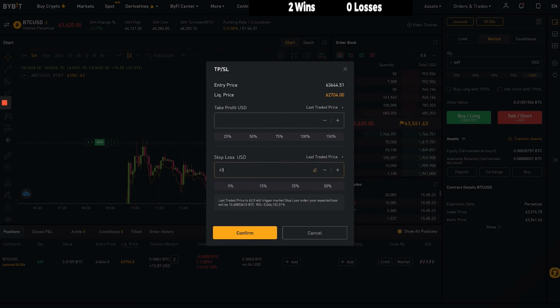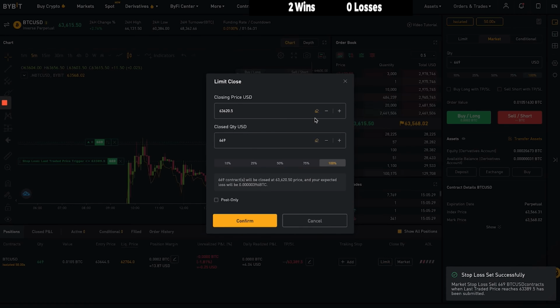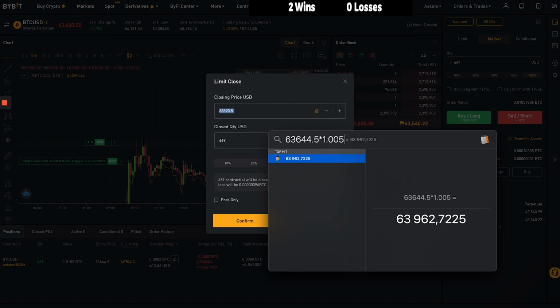63,389.5. So the stop loss is all set. Now let's add the limit order, the target order, 63,963.